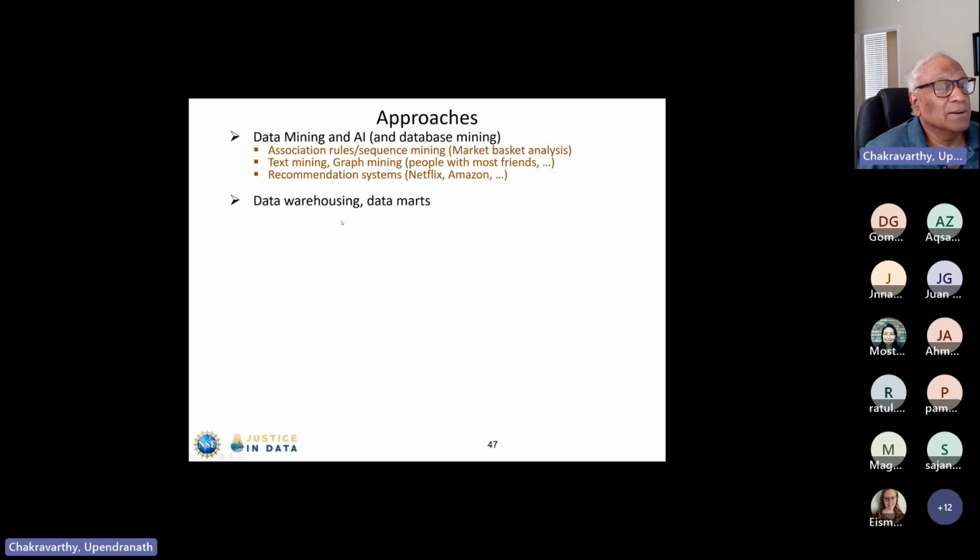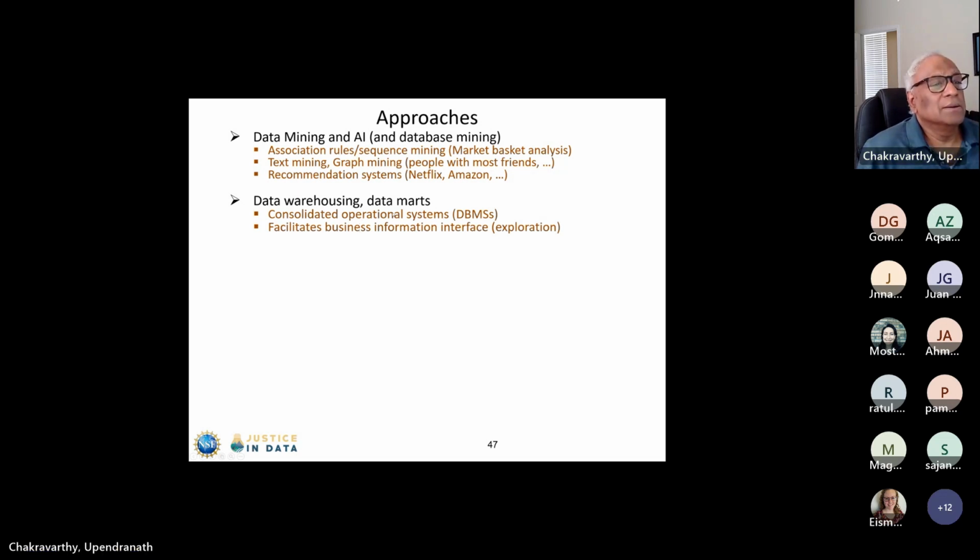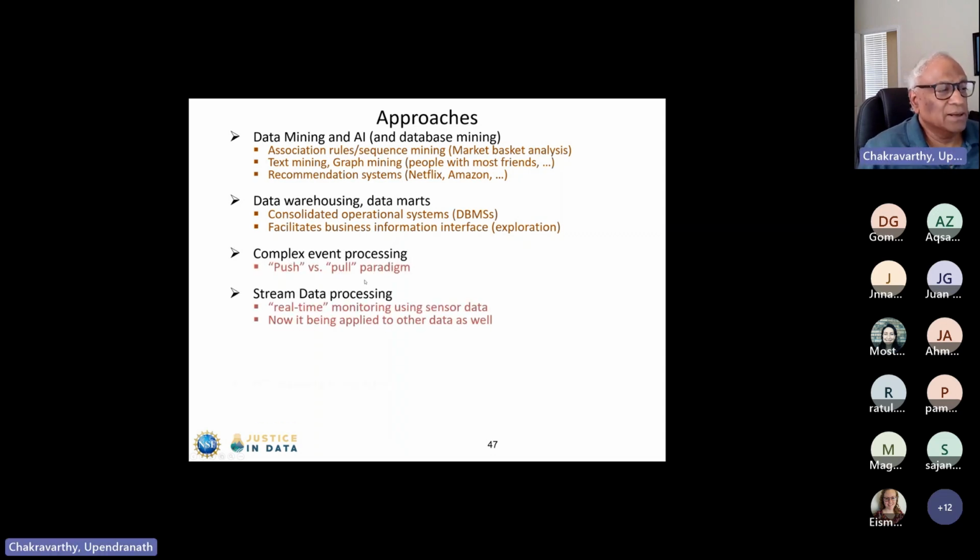Data warehousing, again, was a solution or answer to business requirements. And this was different from data mining. In other words, here we consolidated data from multiple DBMSs, with business information interfaces and exploration. Then there was complex query processing, the push versus pull paradigm, stream data, and accessibility using the web.